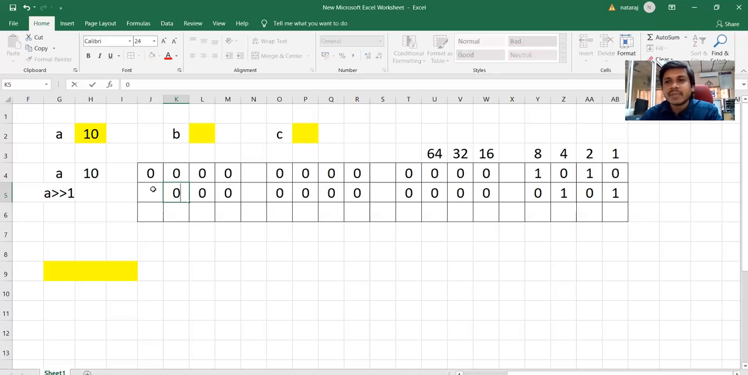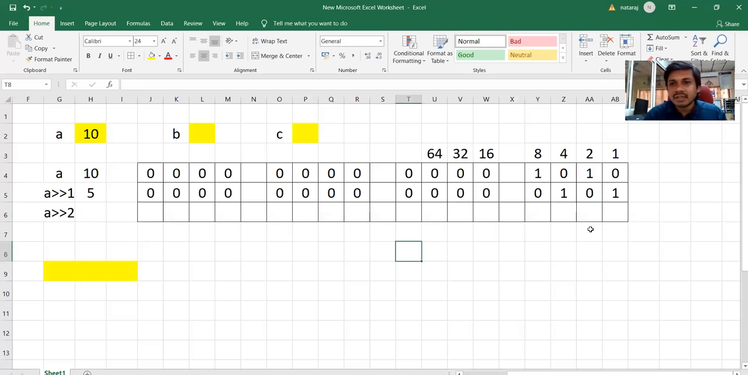In right shift operation, the MSB will be vacant and the LSB will be erased. In left shift operation, the MSB will be erased and the LSB will be vacant. Since this is vacant, fill it with 0. Now the value is 101, which is 5. What if A right shift 2 times?